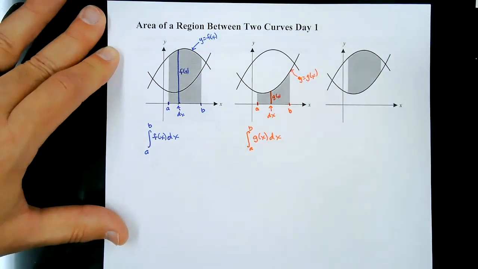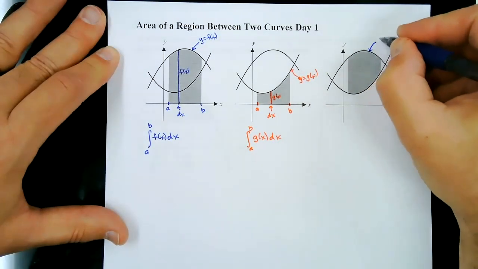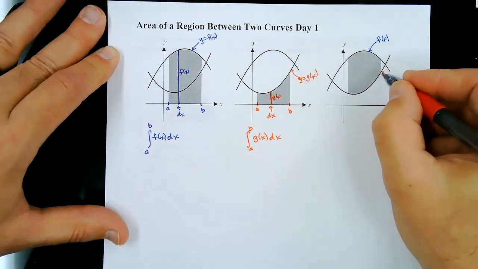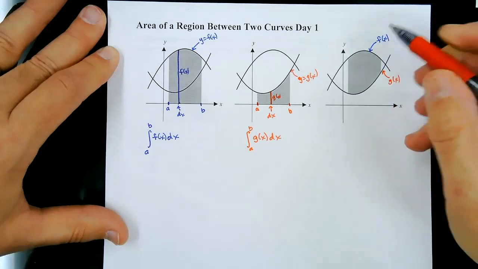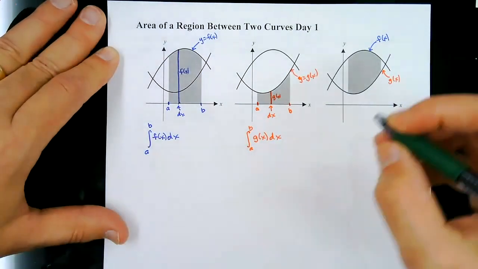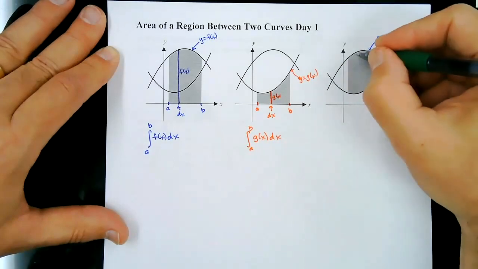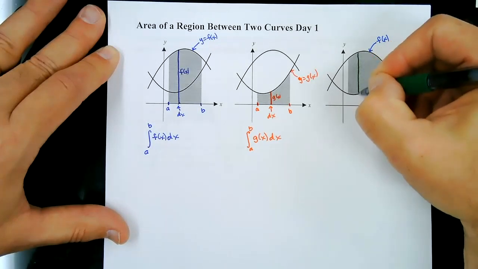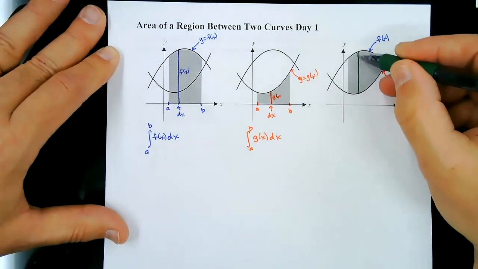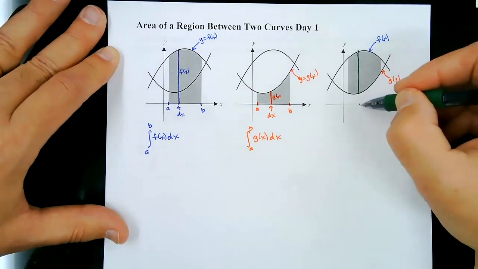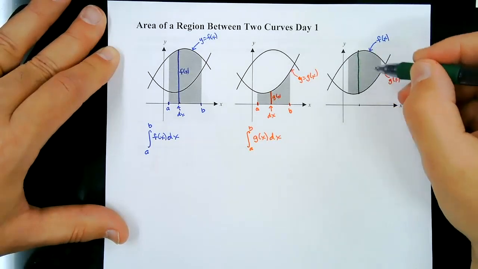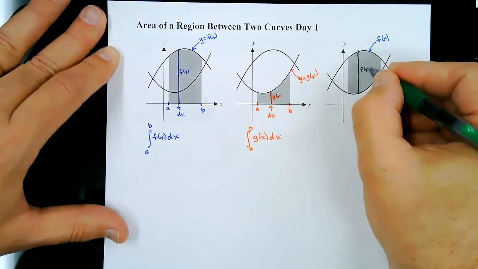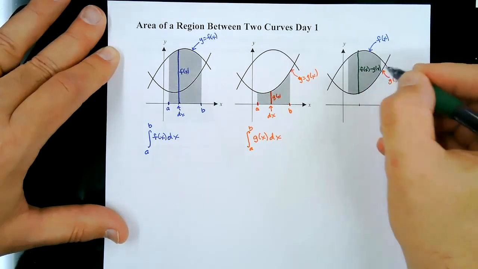So this top curve is f of x. The bottom curve is going to be g of x. And if we subtract these, that's going to be the height of my rectangle. I'm going to draw one little skinny rectangle in here. What would the height of this be? Well, from here to here is f of x, and from here to here is g of x. So if I subtract f of x minus g of x, I'd have the height of this rectangle.